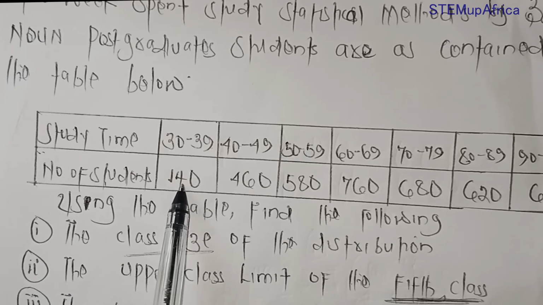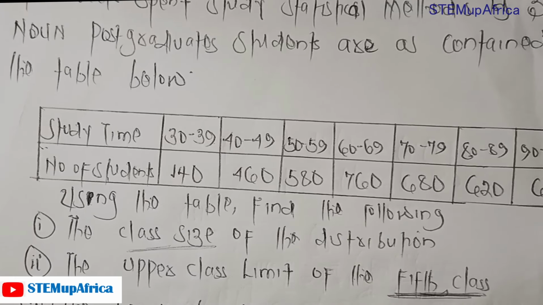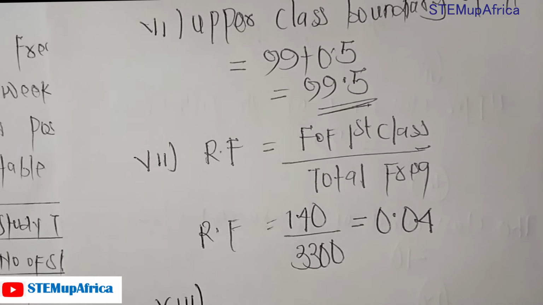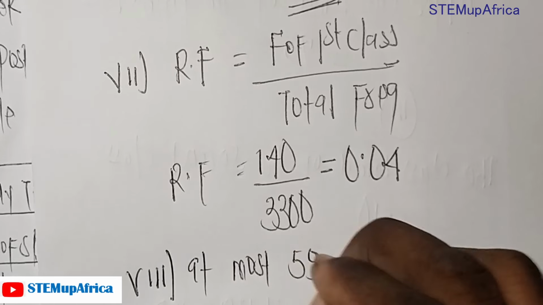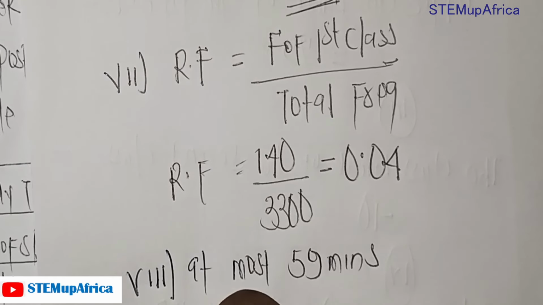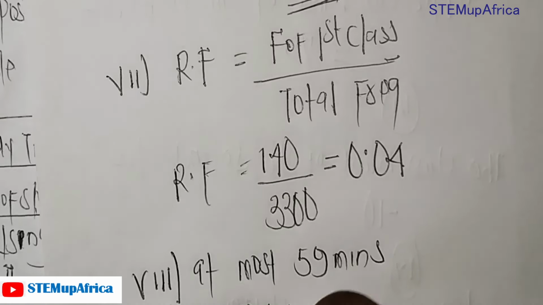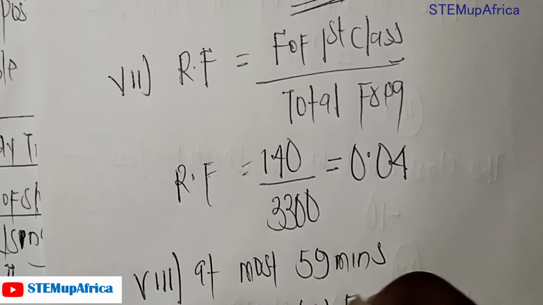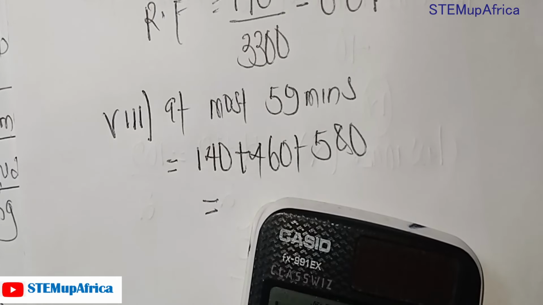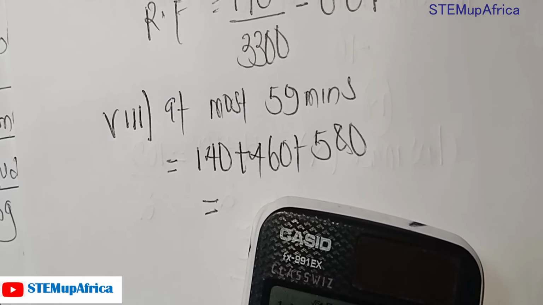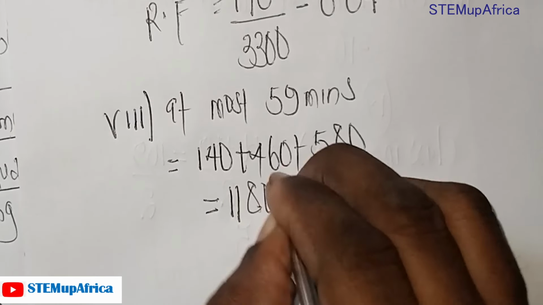So what is the total frequency of students who read at most 59 minutes? Meaning from the least to the maximum point, which is 59 minutes this time. I will get the total number of students who did that, which is 140, 460, and 580. So at most 59 minutes, what is the number of students there? 140 plus 460 plus 580. If we sum up, that will give us 1,180 students.